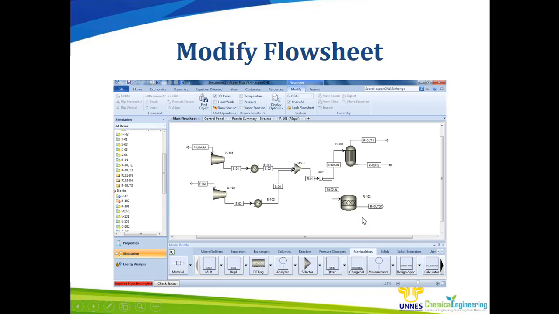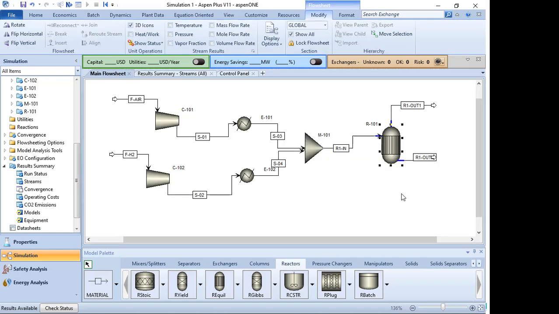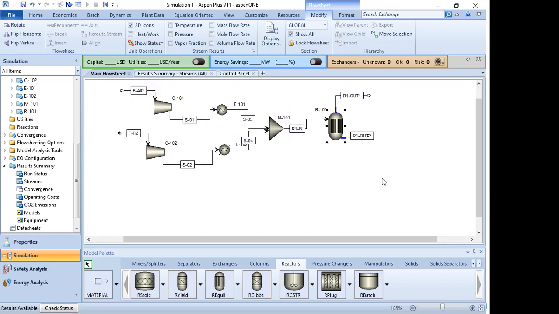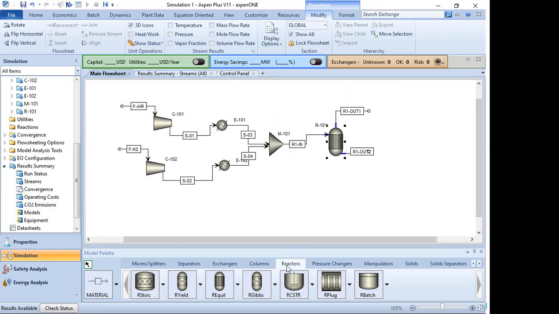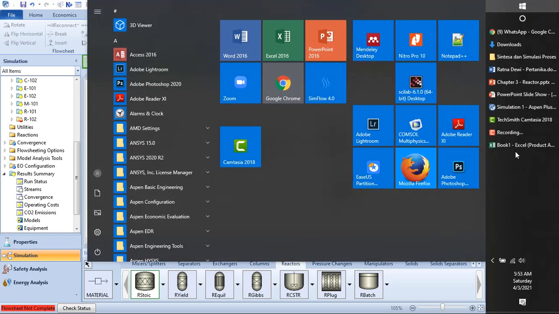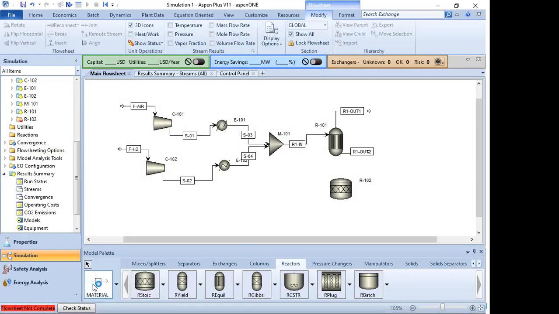So after that, you can use another reactor in here, which is a stoichiometric reactor. So in Aspen Plus, you have to add another reactor, which is stoichiometric. I put it in this one, R102. Oh, wow, it is quite heavy.